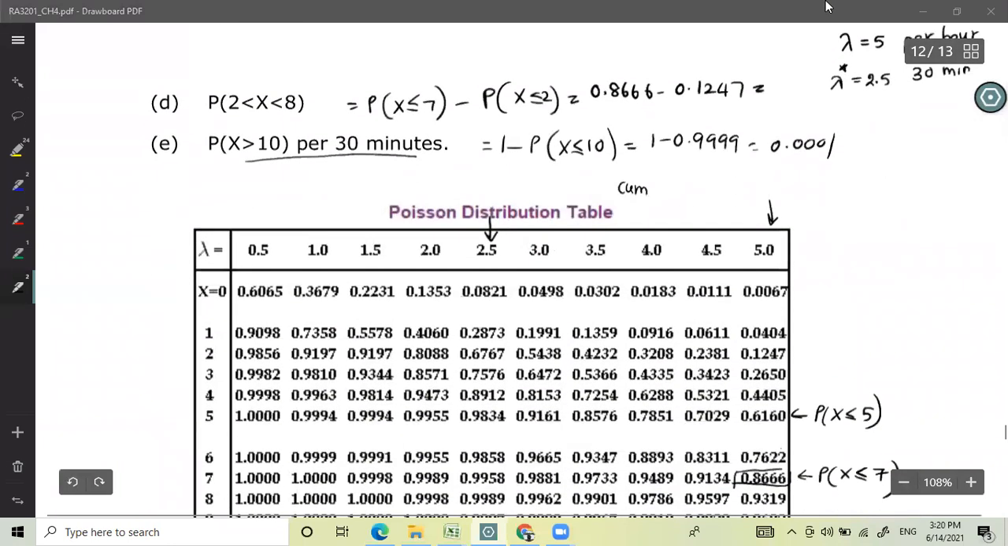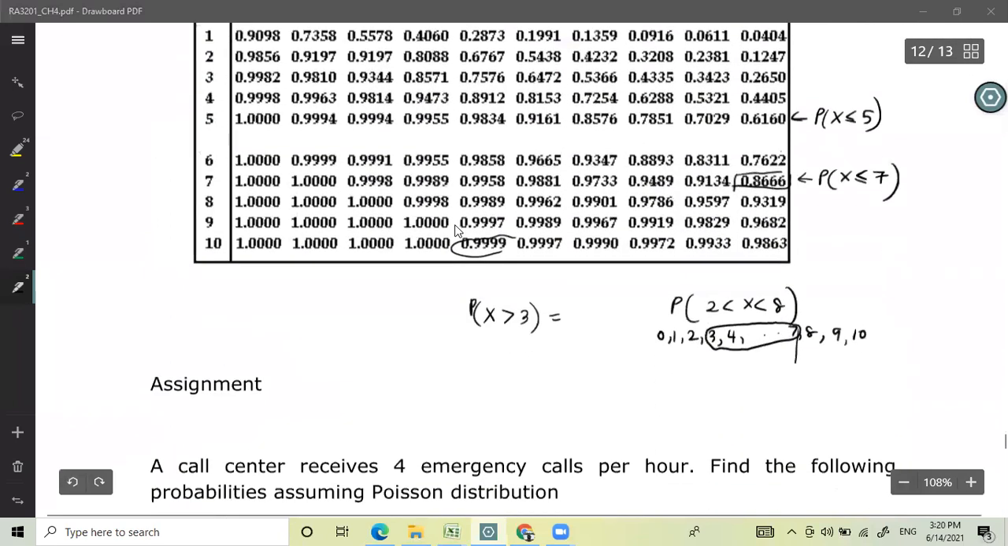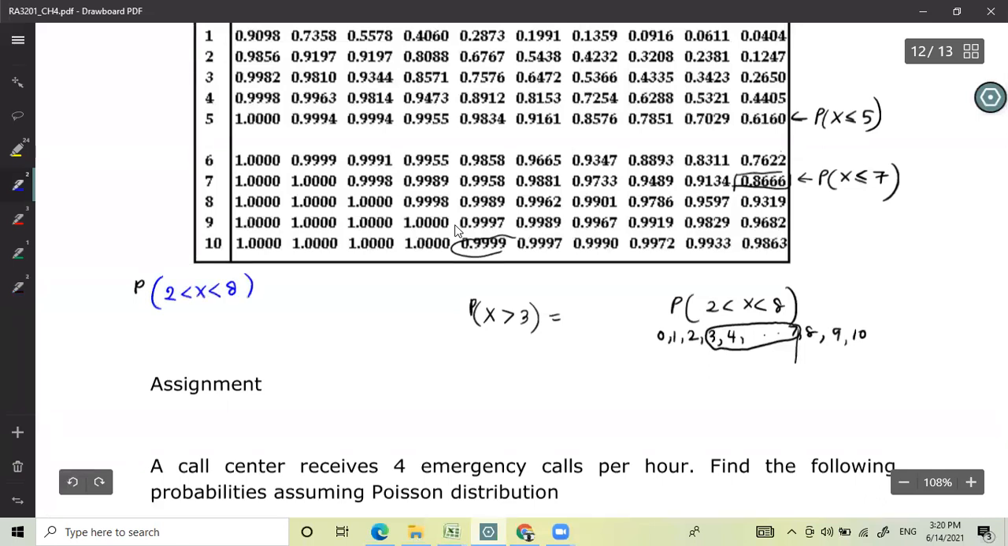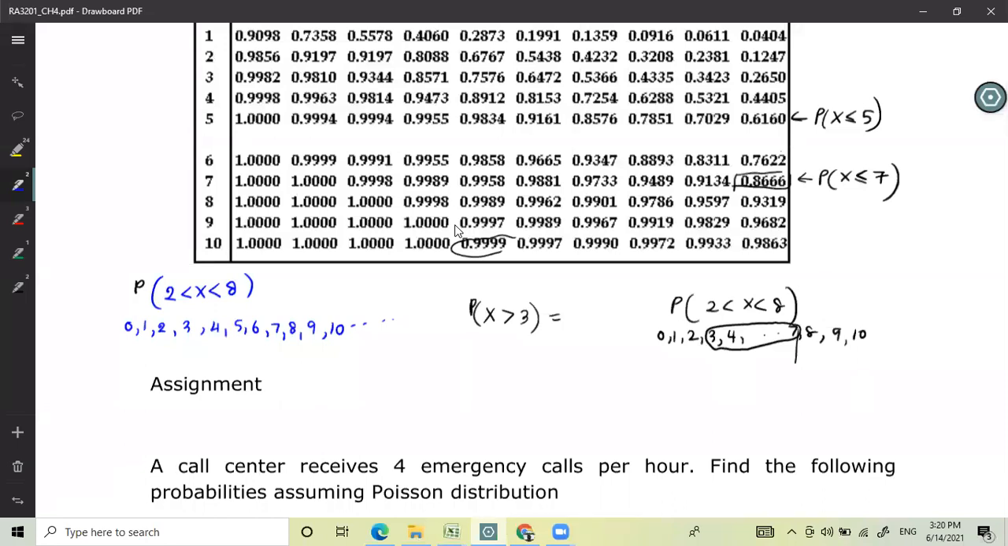Someone asked me to explain part D again. Okay, all right, I'll explain it again. Part D is, you need X in between 2 and 8, but none of them are included. See, you don't see the equal sign. So if we write our sample space, we need X to be in between 2 and 8, but 2 is not included, 8 is not included. Everything above 2, but not including 2, will be from 3.